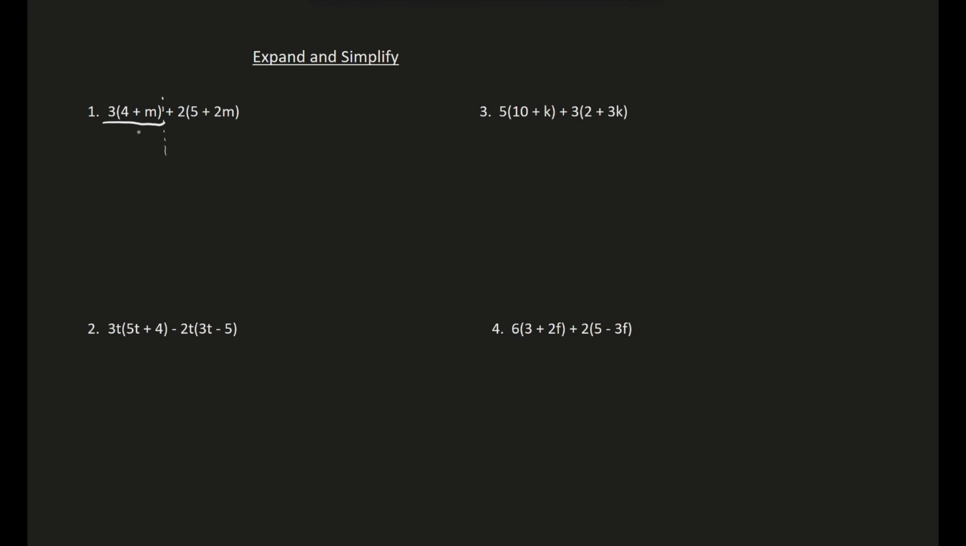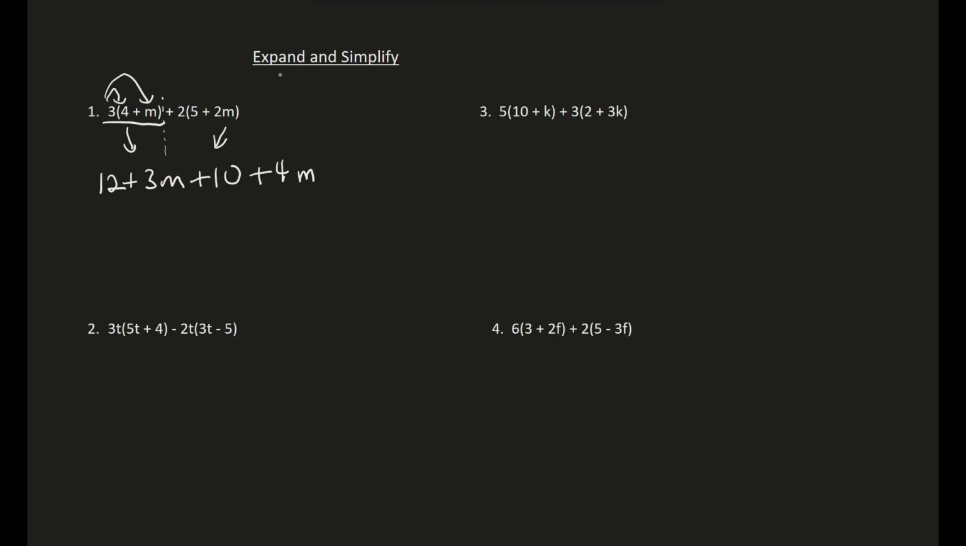So let's expand this. We have 3 times 4, that gives us 12. 3 times m, that gives us 3m. Then let's expand the next bracket. Don't forget that's positive 2. So we have positive 2 times 5, that gives us positive 10. And then positive 2 times positive 2m, that gives us plus 4m.